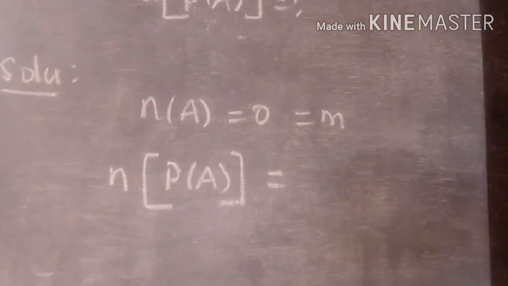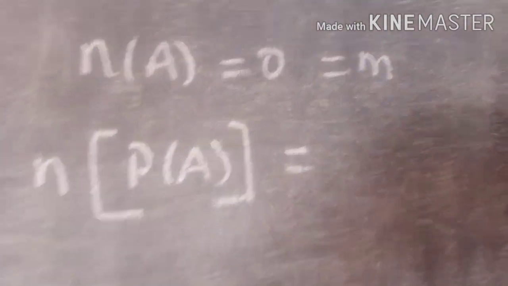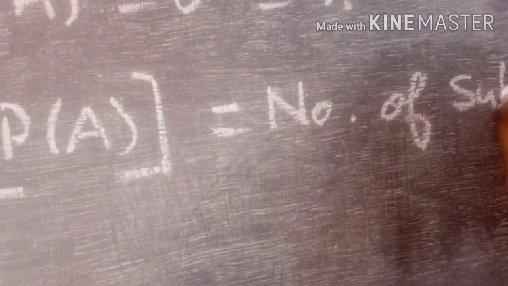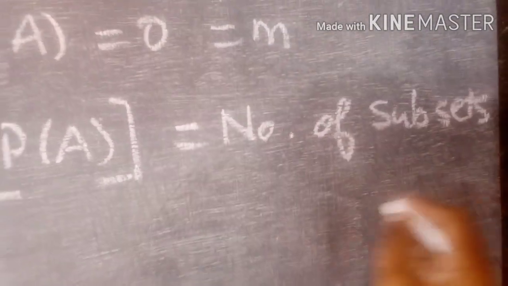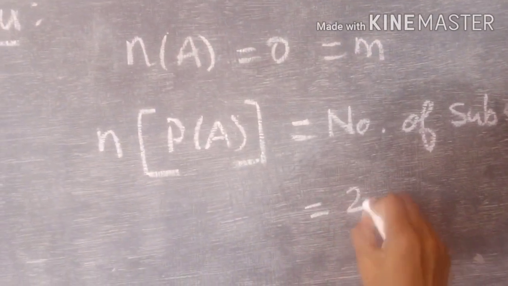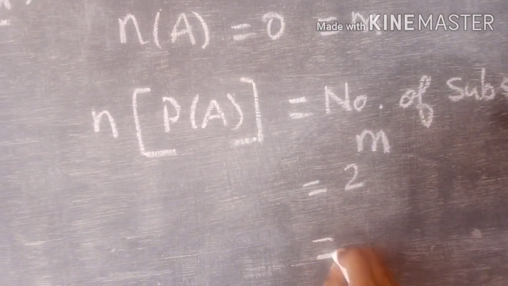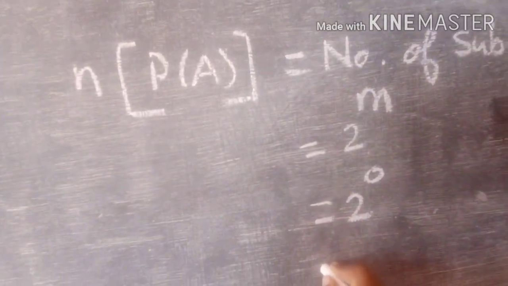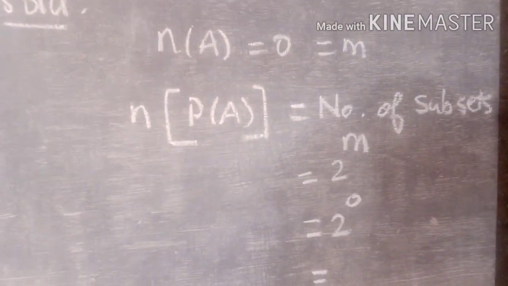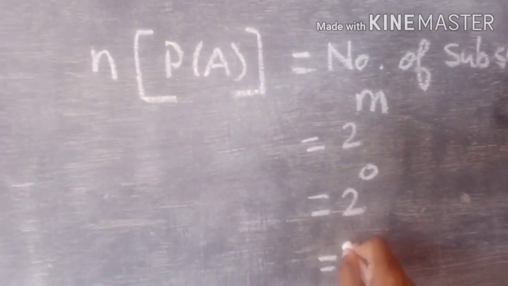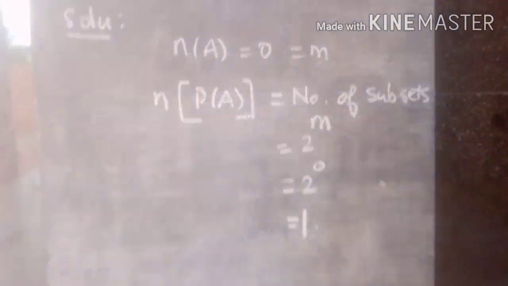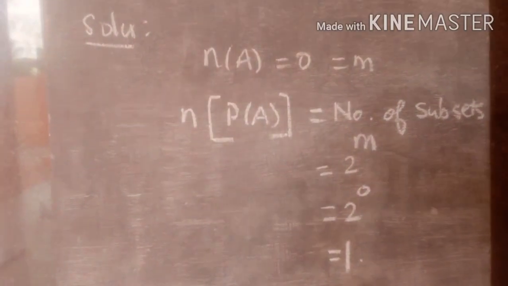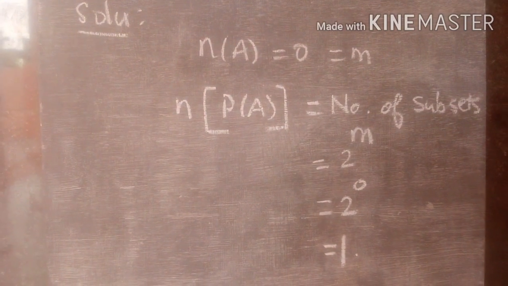ஸோ அப்போ இங்கே நோக்கில் நான் என்ன பண்ணிடுறேன்? ஸோ n of P of A the number of subsets அப்படின்னு ரைட் பண்ணிக்கிறேன். Number of subsets na what is the formula? 2 power m. So 2 power m na m ஓட value is 0. So 2 power 0. The concept is what is it? Anything power 0 the answer is 1. That's all. Okay. Next. Anything power 0 is 1.